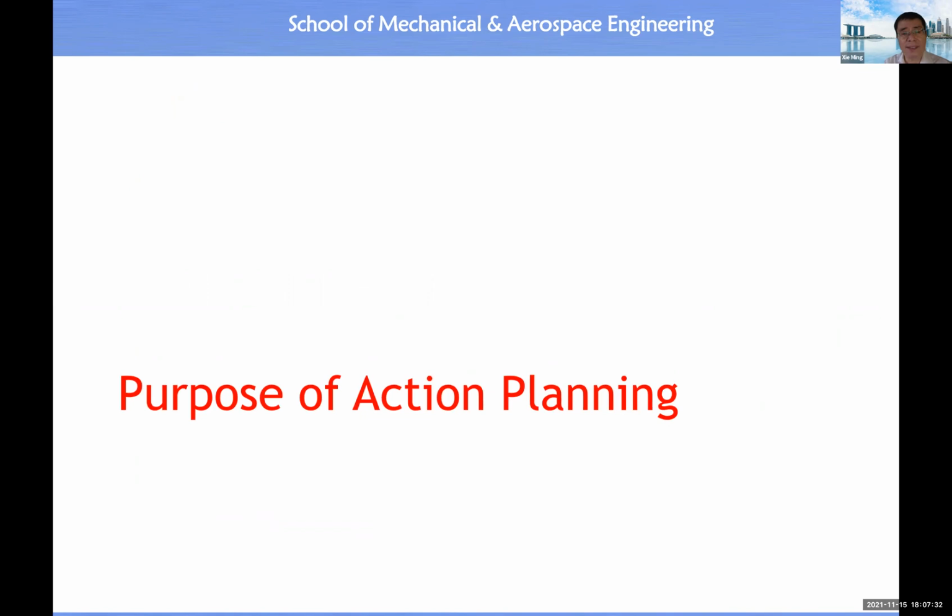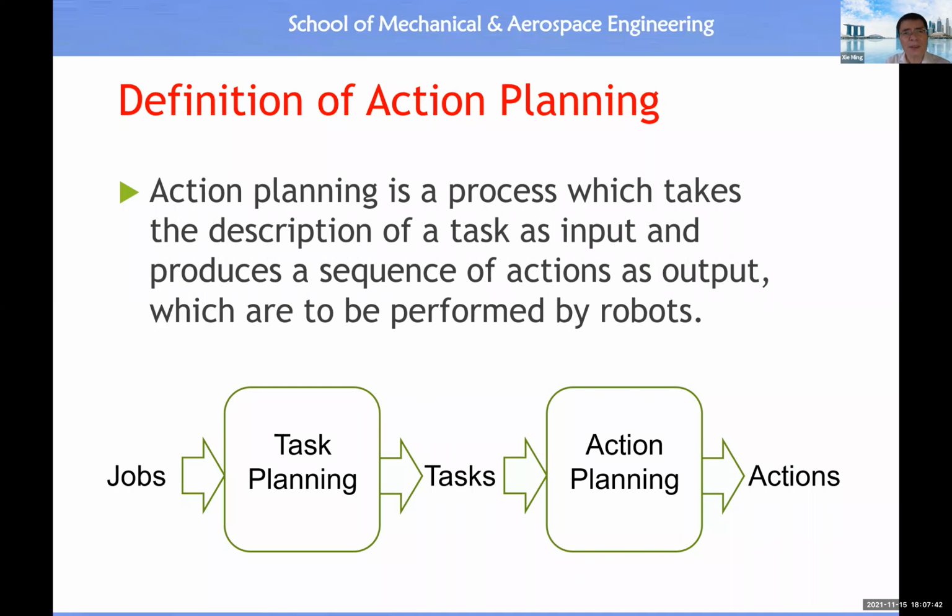So then we start with the study of the idea about the purpose of action planning. Okay, so this is the definition of action planning. Action planning basically takes a task description as an input and produces a sequence of actions which could be performed by a robot. Okay, so from this slide, you will see we slowly increase the level of technical detail.